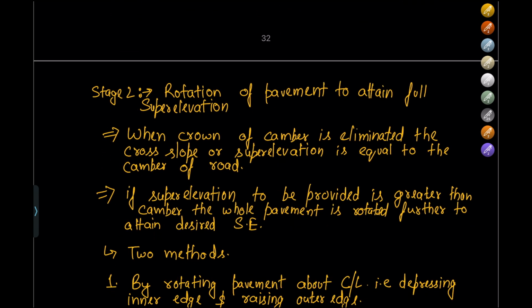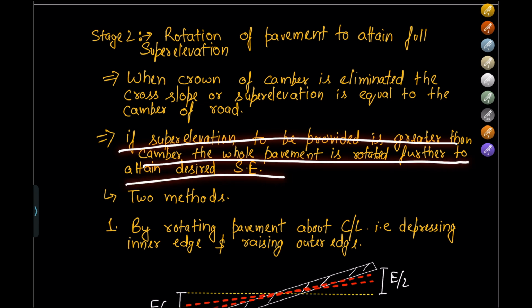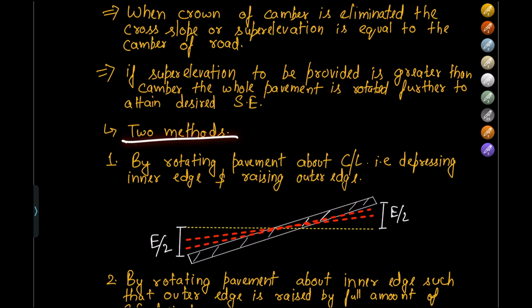When the crown of the camber is eliminated, the cross slope or superelevation is equal to the camber of the road. That is correct. If the superelevation to be provided is greater than the camber, the whole pavement is rotated further to attain the desired superelevation. Two methods are there. By rotating the pavement about the center line, depressing the inner edge and raising the outer edge. As soon as the pavement reaches this position, it is rotated about the center line, and the outer edge is raised and the inner edge is depressed. There are some benefits to both the sections. We'll discuss it as it comes.